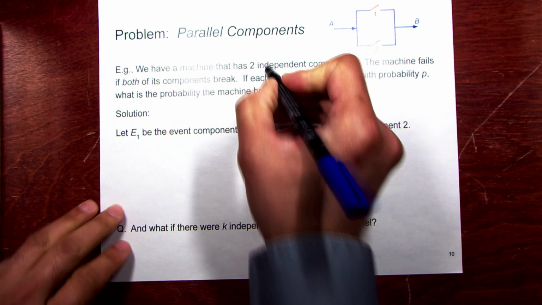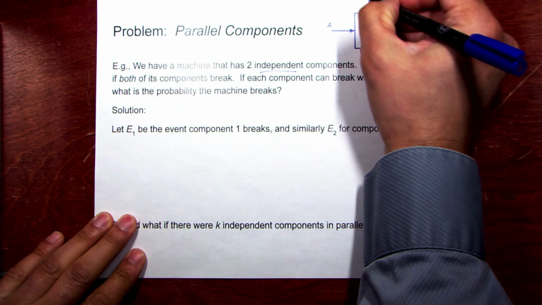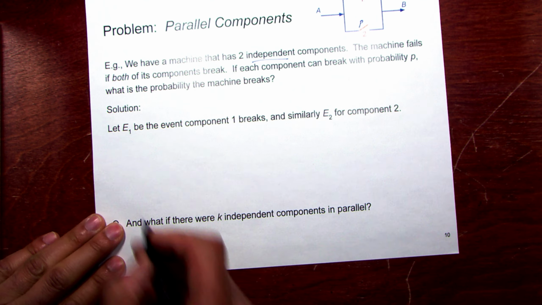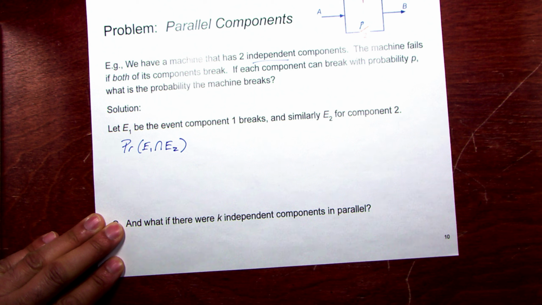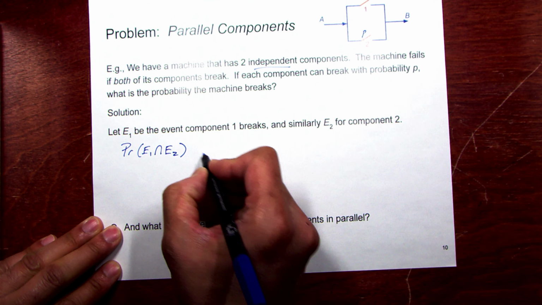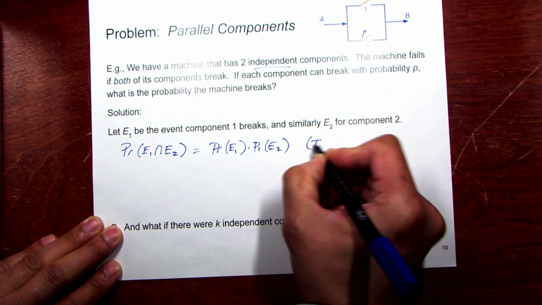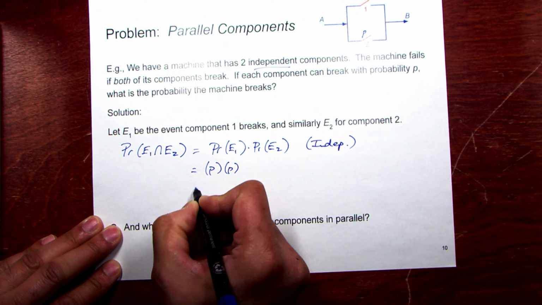Well, they're independent, so these things scale multiplicatively. If E1 is the event that component 1 breaks, and E2 is the event that component 2 breaks, then we're just going to multiply P and P together. The probability that E1 and E2 occur, so both of these things break, equals the probability of E1 times the probability of E2, and this is by independence. Each of these has a probability of P, so we get P squared.